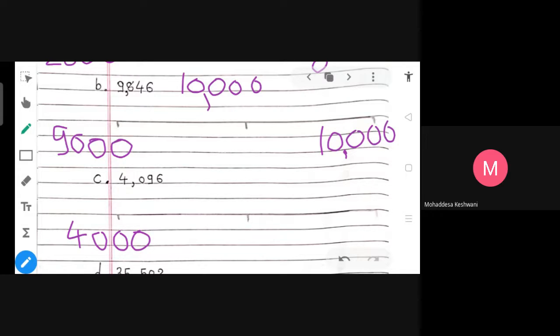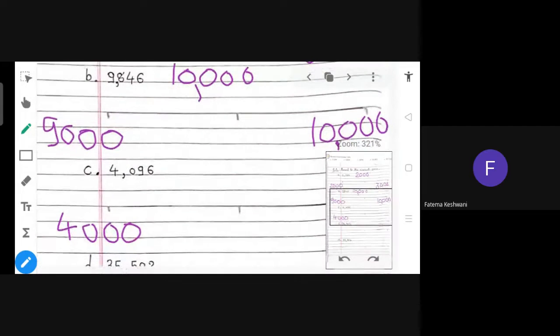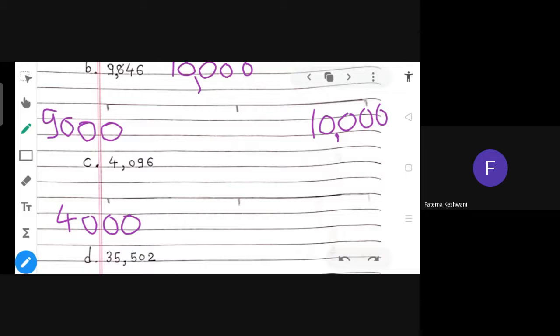Now next, Saima, say the next one. Sakina Imran Abbas, her turn has come just now. So after her, Keshwani Fatima Mehdi Hassan, okay. Do you want to say what we should write here? This is the question, 4096.